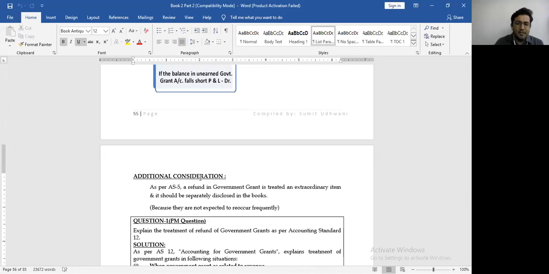Please pay attention. As per accounting standard 5, whenever you refund a government grant, you will always treat it as an extraordinary item, and it should be disclosed separately in the books. So whenever you refund a government grant, how will you disclose it? You will disclose it as an extraordinary item, and it will be recorded separately in the books of accounts. Again, I'm repeating, a refund of government grant will always be treated as an extraordinary item and should be separately disclosed in the books of accounts.